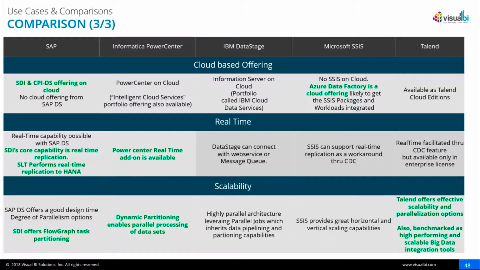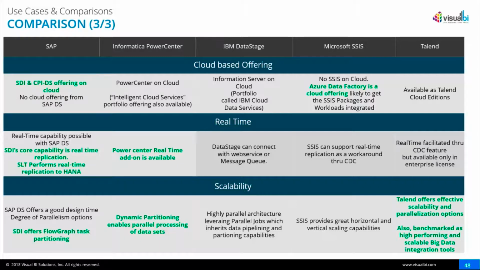In terms of scalability, Data Services has a good design time practice called degree of parallelism that allows you to do parallelism. And Smart Data Integration offers flow graph task partitioning, which allows a task to get partitioned. It consumes RAM accordingly based on the partitioning categories that you set, and it brings data very fast because it processes the source data in parallel. Dynamic partitioning is a very powerful feature in Informatica, which allows you to do parallel processing. IBM DataStage is popular for its highly parallel architecture. It has a specific type of job called parallel jobs, which allow you to inherit the capability of data pipelining and parallelization.